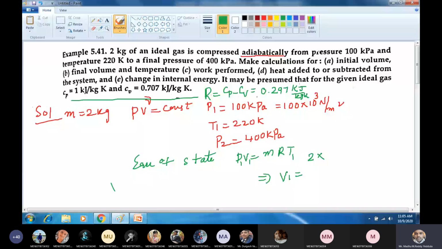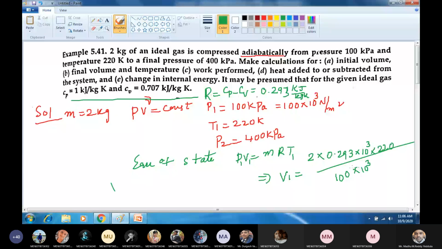Now substitute that value, 0.293, into 10 power 3, because it is in kilojoules and I converted it into joules. m R T1, where T1 is 220 Kelvin, an absolute unit, divided by pressure 100 into 10 power 3.